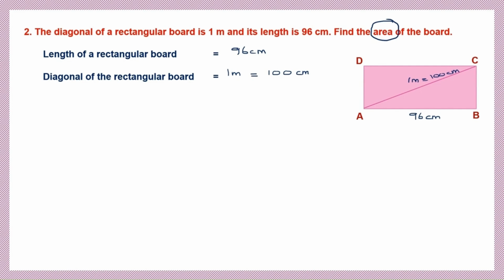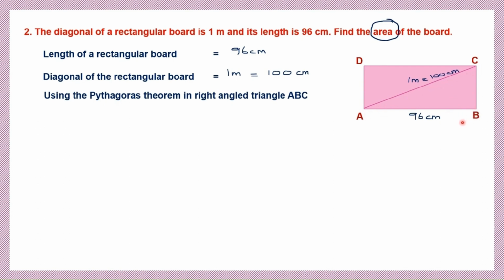Now we need to find BC. BC because we need the measurement of this side, that is the breadth. So to find this, with the help of the diagonal and the length, we can use the Pythagoras theorem. I hope all of you remember the Pythagoras theorem. This is used in a right-angled triangle. So this one, ABC, is now a right-angled triangle. Only this portion is a right-angled triangle.